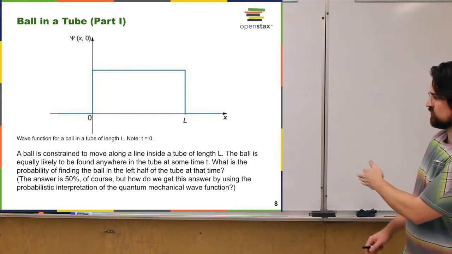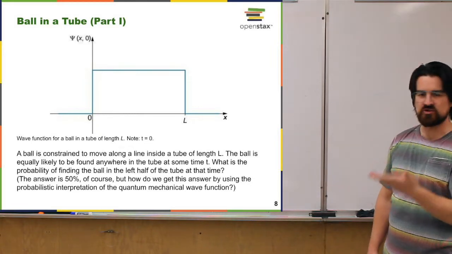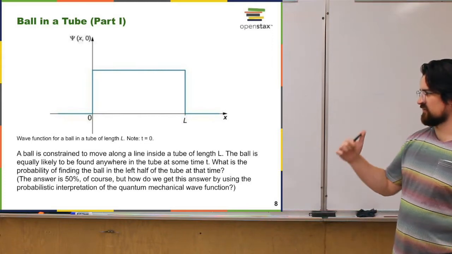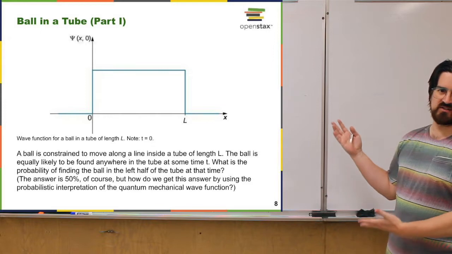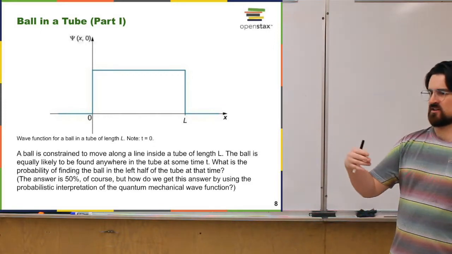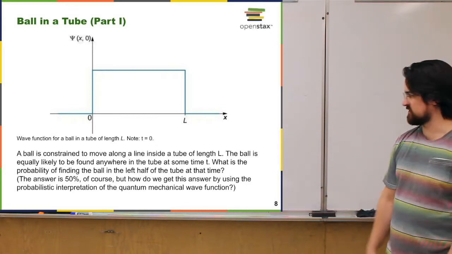The example says, what is the probability of finding the ball in the left half of the tube at a certain time, time equals 0. It also goes on to point out that the answer should be 50%, because our assumption is that the ball is equally likely to be anywhere in the tube. So if you ask how likely it is to be in one half of the tube, it should be 50%.